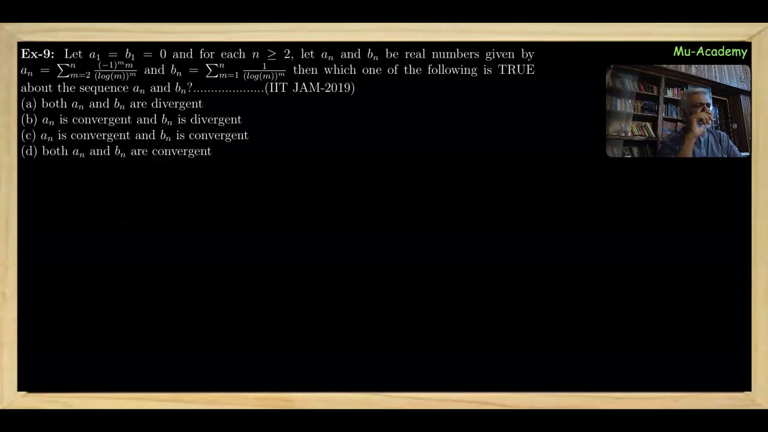Four choices are given. A: Both An and Bn are divergent. B: An is convergent and Bn is divergent. C: An is divergent and Bn is convergent. D: Both An and Bn are convergent. Now we have to choose the right option here. The solution for this.